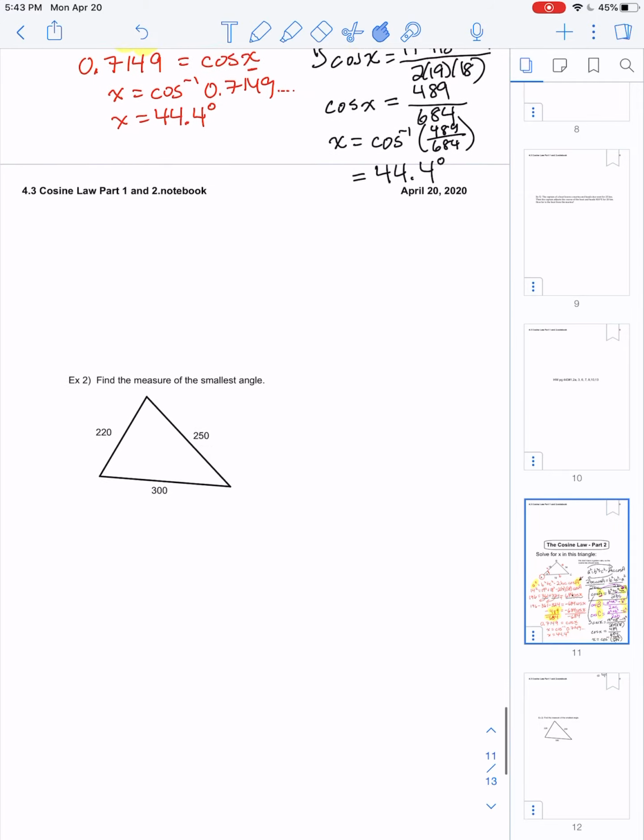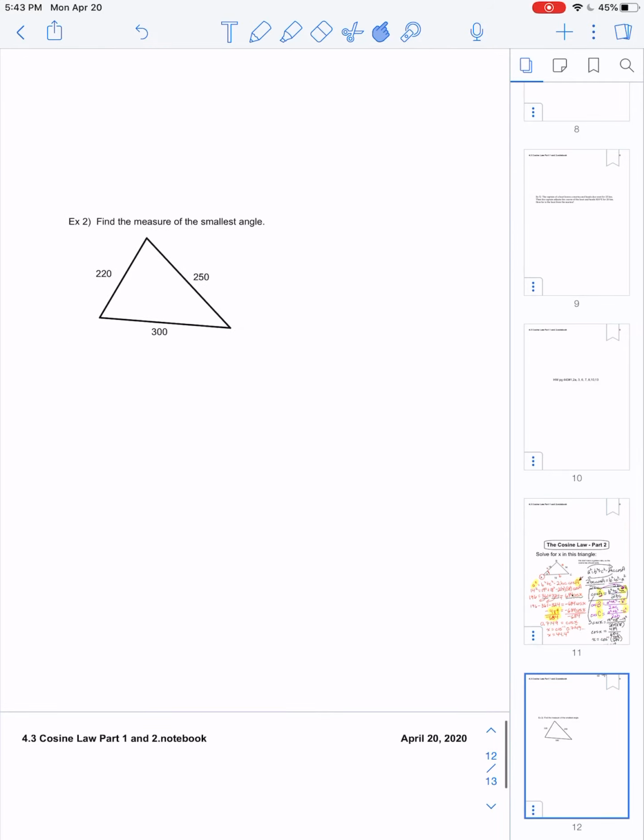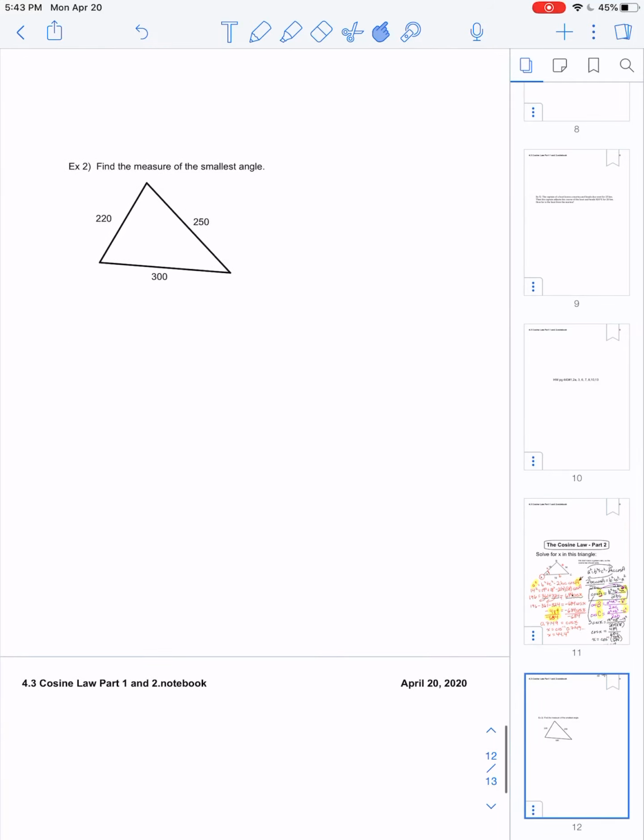Okay, so let's take a look at another one. It says find the measure of the smallest angle. Well, the smallest angle is going to be opposite the smallest side, so that means we're looking for this one right here. I'm going to call it theta. Now you can label these A, B, and C. You can label these whatever you want. I'm going to label them A, B, and C.